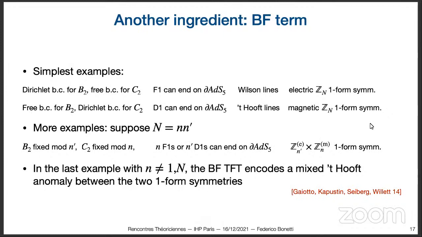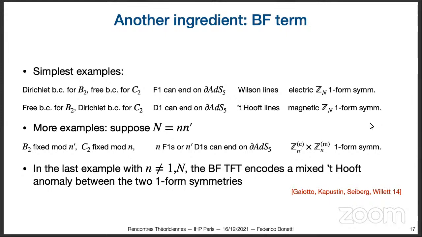Indeed, say for example that we choose the Dirichlet boundary conditions for B2 and just free boundary conditions for C2. In that case, what happens is that a fundamental string in the bulk of AdS5 can end on its boundary and give us what is effectively a Wilson line in the theory. So if the theory has Wilson lines, it means that it's the SU(N) theory and has an electric one-form symmetry. Conversely, we could reverse the roles of the fields. This time it would be the D1 ending on space-time, giving us a 't Hooft line corresponding to a magnetic symmetry.